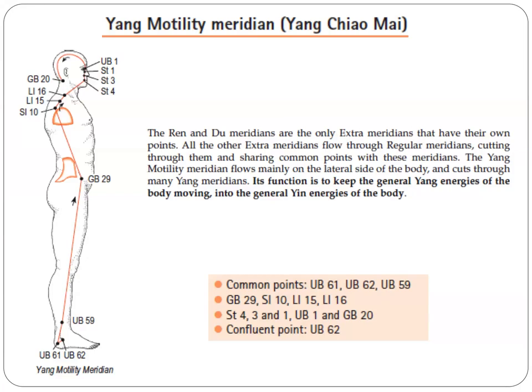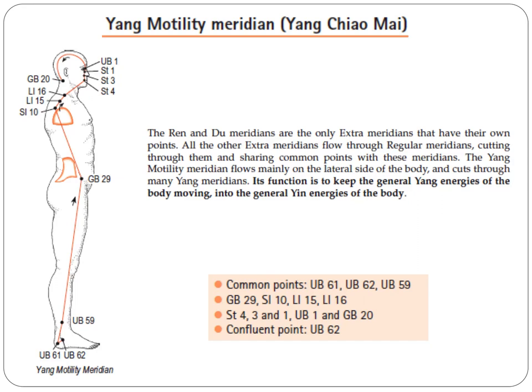Among the 8 extra meridians, only the Ren and the Du meridians have their own points. All the other meridians flow through regular meridians, cutting through them and sharing common points with these meridians. The Yang motility meridian flows mainly on the lateral side of the body and cuts through many Yang meridians. Its function is to keep the general Yang energies of the body moving into the general Yin energies of the body.